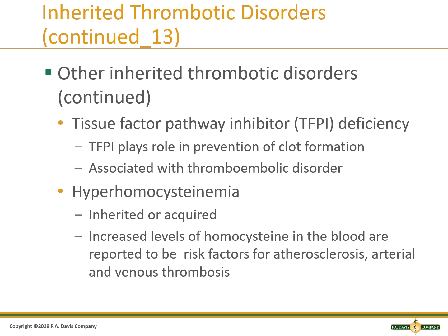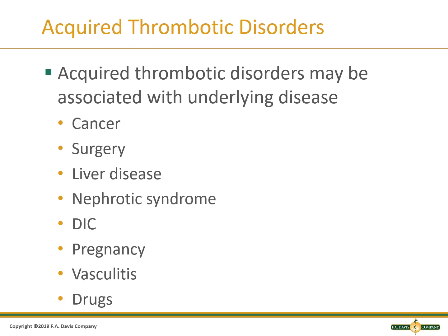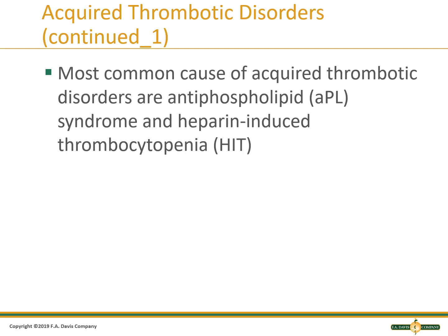Hyperhomocysteinemia is inherited or acquired. Patients have increased levels of homocysteine in the blood, which are reported to be risk factors for such things as atherosclerosis, and arterial and venous thrombosis. Acquired thrombotic disorders may be associated with underlying disease such as cancer, surgery, liver disease, nephrotic syndrome, DIC, pregnancy, vasculitis, and drugs. The most common causes of acquired thrombotic disorders are antiphospholipid or APL syndrome and heparin-induced thrombocytopenia or HIT.